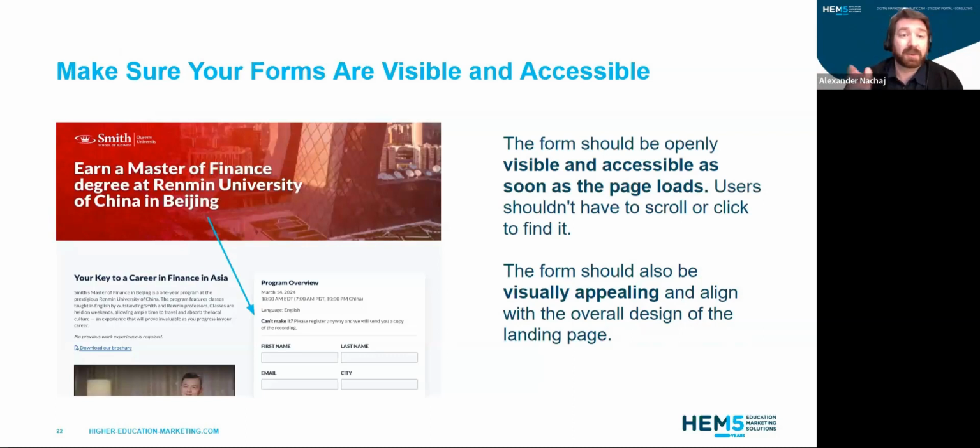So back to the form, probably one of the most important things is to make sure your forms are visible and accessible, like I talked about earlier. The further down on the page it is, the more likely nobody's going to see it. So in the best of all cases, you'd want this to be visible as soon as somebody lands on the page.